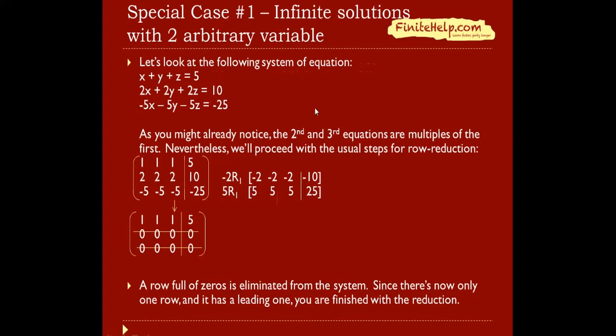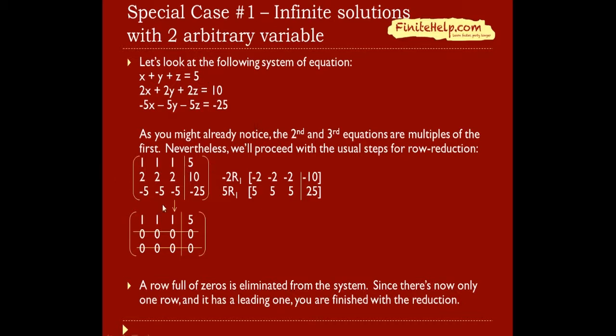So same as with two equations with two unknowns, here we have special cases with infinite solutions and no solutions. Here we have special case number 1, which is infinite solutions with two arbitrary variables. So what are arbitrary variables? Here I'm going to explain.